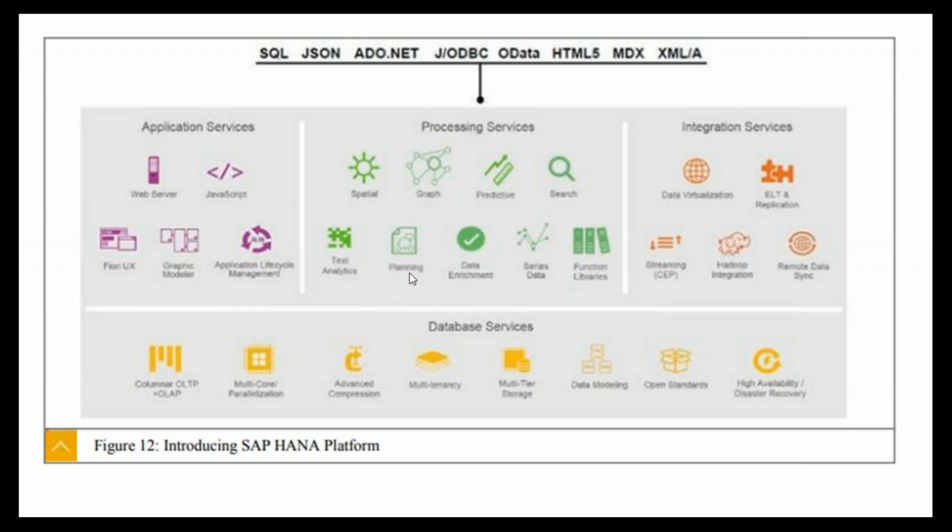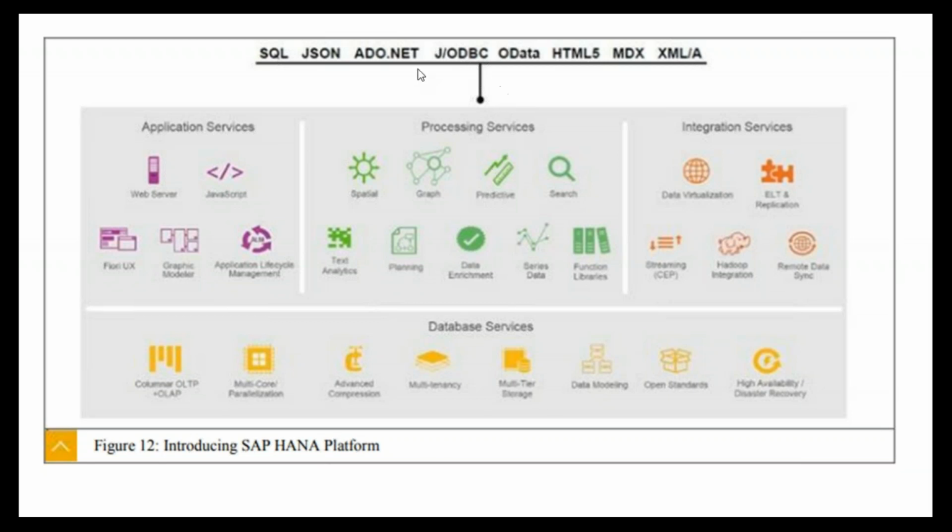We have processing services like spatial, graph, predictive, search, text analysis, planning, data encryption, series data, and function libraries. All these are part of it. Integration services include data visualization, virtualization, ETL, replication, streaming, and Hadoop. Hadoop is that big data concept, and there is also remote data sync. All these things are introduced in the HANA platform. So these are all made a part of the HANA platform, guys.